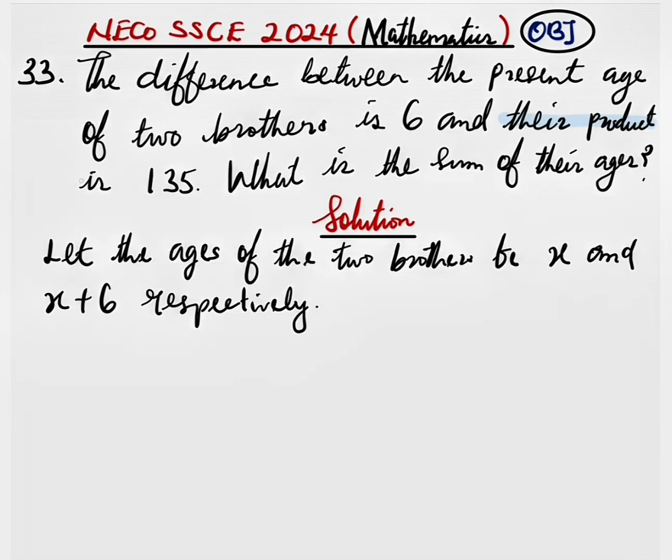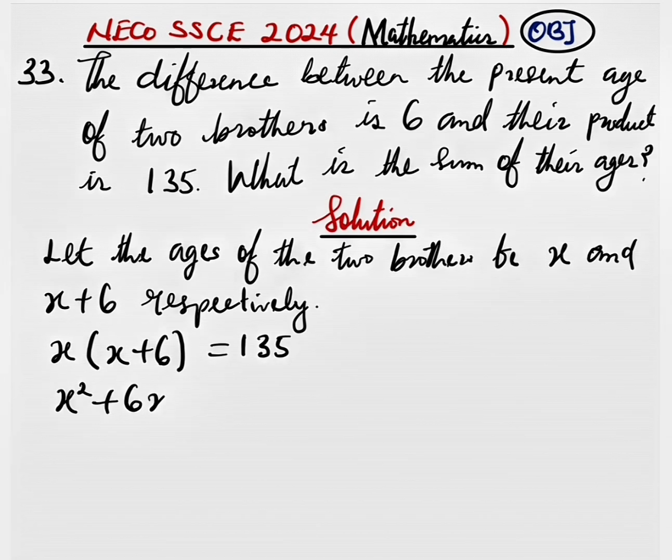The product of their ages is 135. So X multiplied by X plus 6, which represent their ages, is equal to 135. So we open the parentheses on the left hand side of the equation. X multiplied by X gives X squared. X multiplied by positive 6 gives positive 6x.